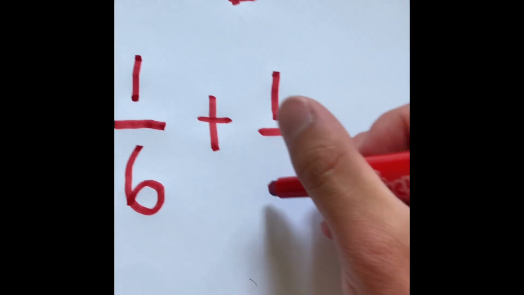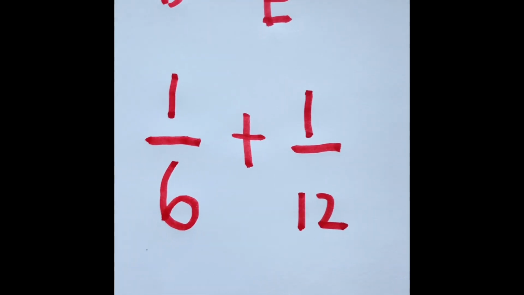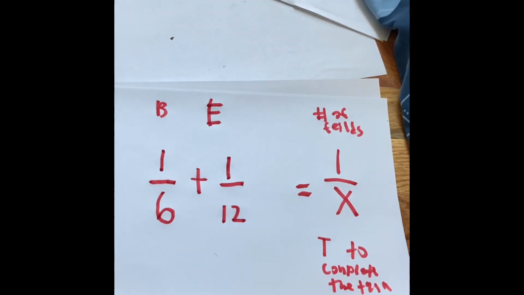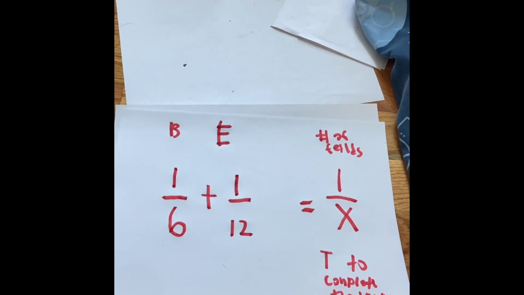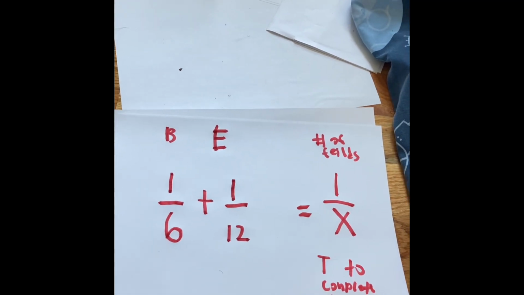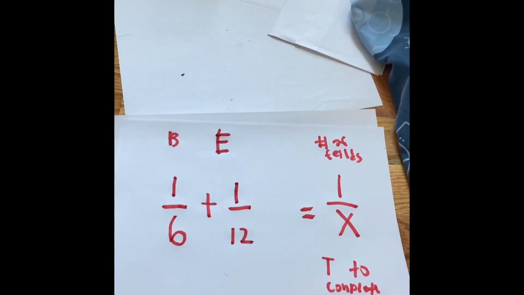So we're going to put 12 right here. The problem is, what is x? So here we have our equation: 1 over 6 plus 1 over 12 is going to equal 1 over x. Now we have to find out what the letter x is.